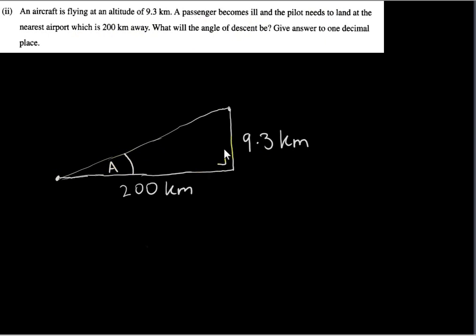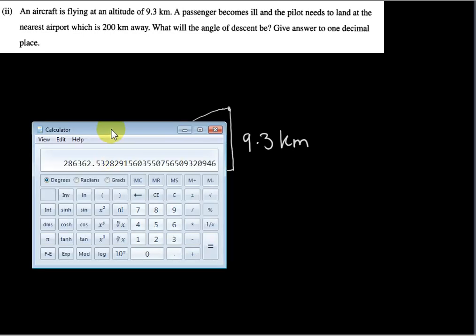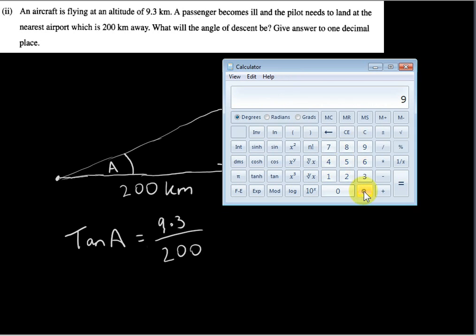Now, we have a right angle triangle, so we can use the ratio that brings in these two sides. The side that's opposite A is 9.3 kilometers. The side that's adjacent to A is 200 kilometers. So we need a ratio that brings in opposite and adjacent. That's the tan of this angle. The tan of A is the side opposite A, 9.3, divided by the side adjacent to A, which is 200. So we want 9.3 divided by 200. So this is the tan of A. So to get A, we get the inverse tan of this value. The inverse tan is 2.66 degrees. Now to one decimal place, this is 2.7 degrees.